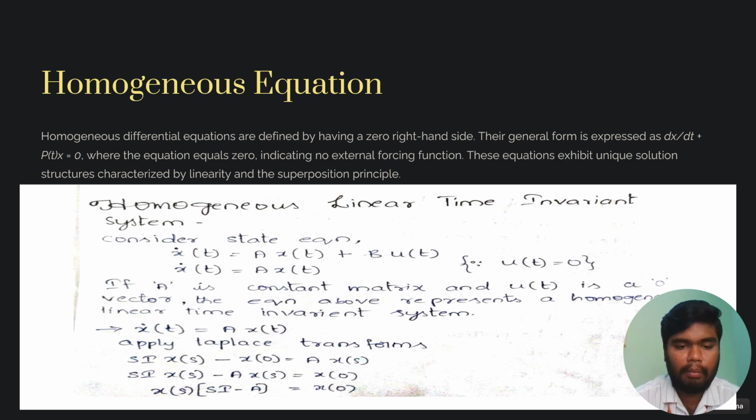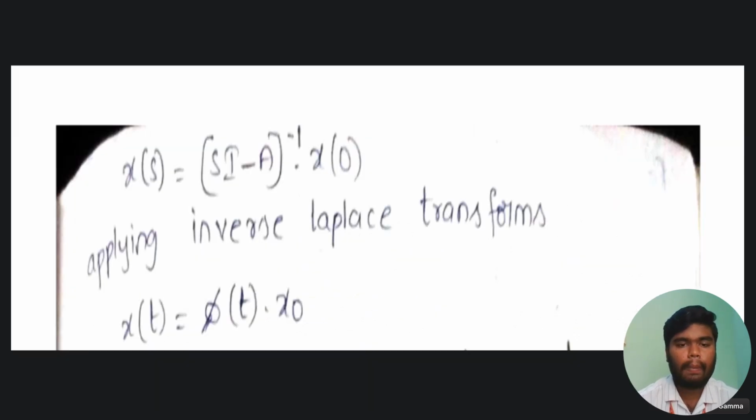If we take out the common X of s, it is X of s into (sI minus A) is equal to x of 0. Then X of s is equal to (sI minus A) inverse into x of 0. For this equation, we apply the inverse Laplace transform, then it becomes x of t is equal to phi of t into x naught. So this is the derivation of the homogeneous equation.